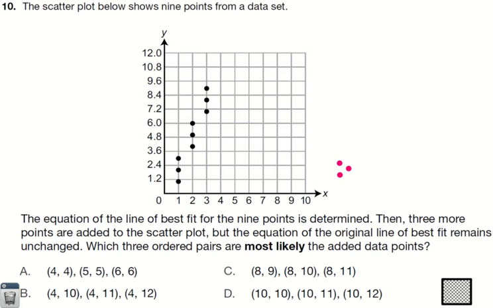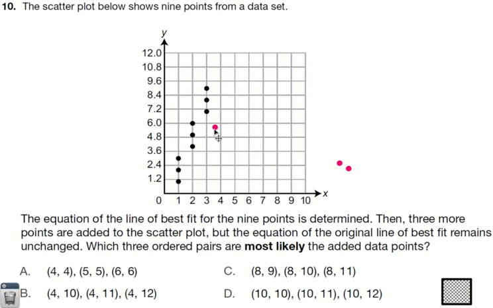Number 10, the scatter plot below shows 9 points from a data set. Okay, so here's a graph. The equation of the line of best fit is determined. Then 3 more points are added to the scatter plot, but the equation of the original line of best fit remains unchanged. Which 3 ordered pairs are most likely the added data points? So basically, which one of these groups of points would fit the line of best fit? Okay, so let's just check them out.